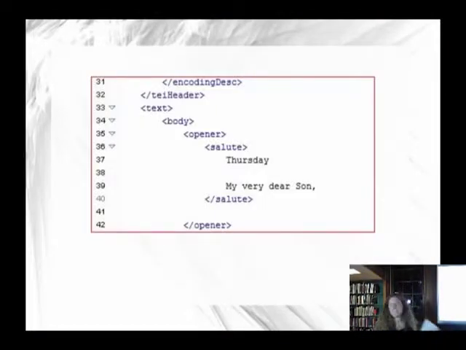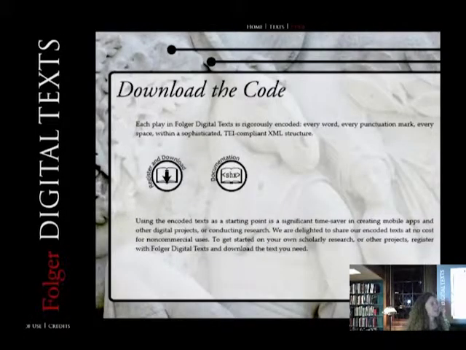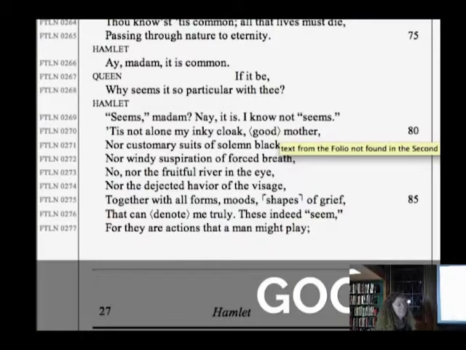And so there exists TEI, which, like MEI, is a way of encoding texts so that computers can help us understand them. And it provides a language that we can understand. Like, here's the salute as part of the opener, my very dear son, which allows us to let computers help us to analyze these. And that has been done for many, many thousands, tens of thousands of important texts, including those of the Folger library, where they've been analyzed down to the word so that you can do things like this.